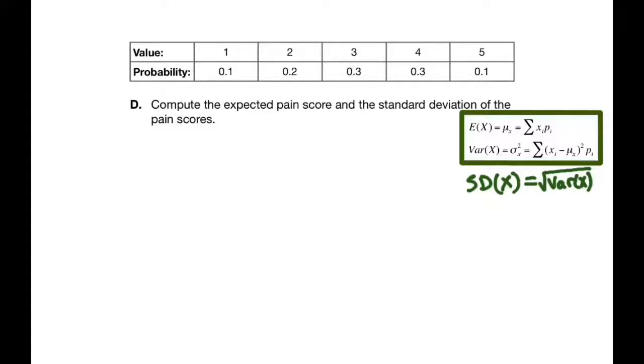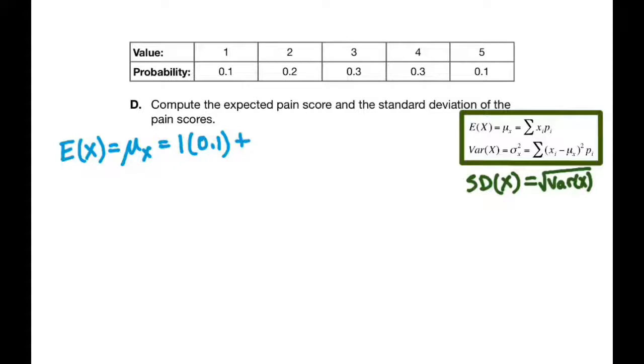So let's start with the expected value of x. So expected value of x is the same thing as mu sub x. So we have 1 times its probability. So what does that mean? Well, if you look at our formula sheet, it's the sum, that big capital E looking thing is a capital sigma. So it means the sum of x times p. Well, that's xi pi. Those i's are just indices. That means the first one's with the first thing, the second one with the second one, third with the third, so forth.